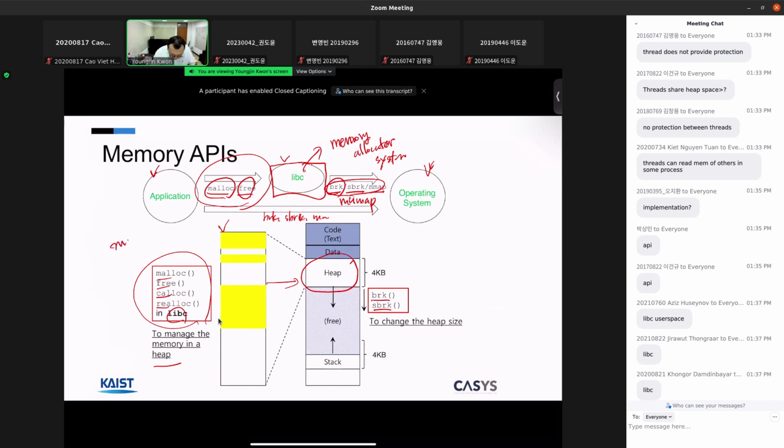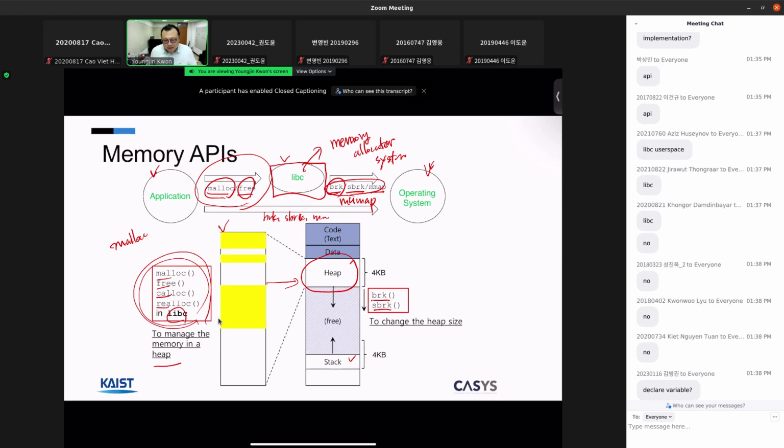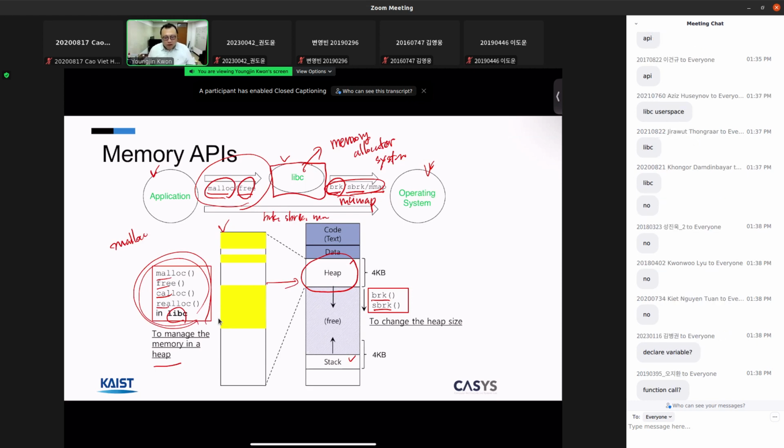So does malloc allocate stack memory? No. So how is the stack part allocated? There's no API for increasing the stack. These are explicit APIs for allocating memory in the heap area. So is there an API to allocate things in the stack? How do you think? Okay, so the stack is like this one.